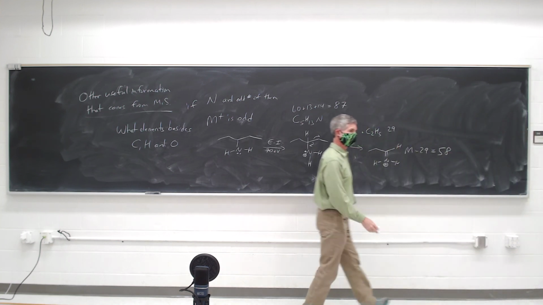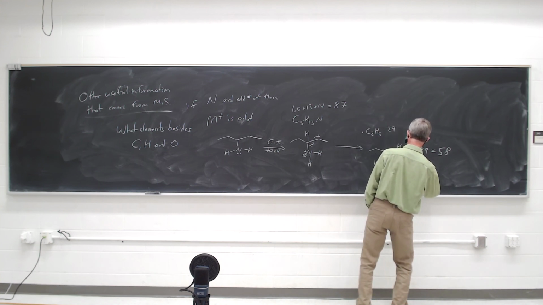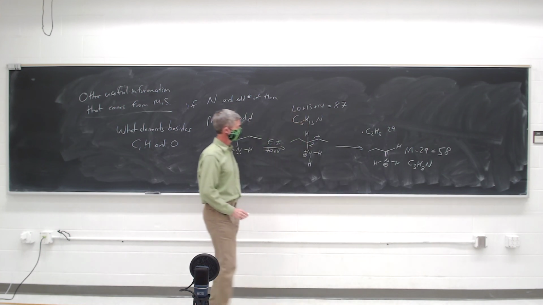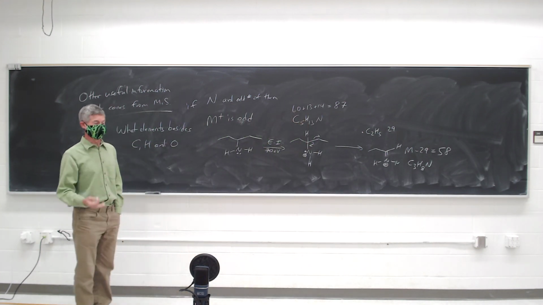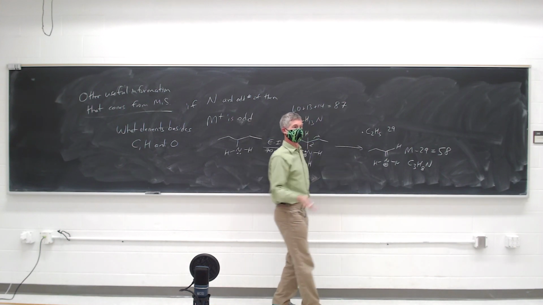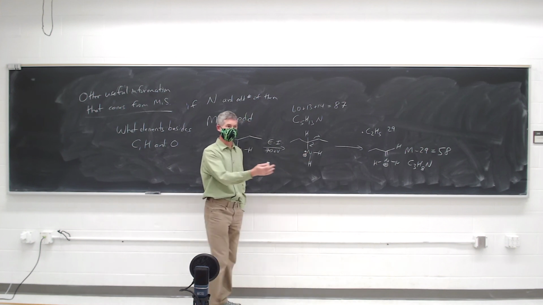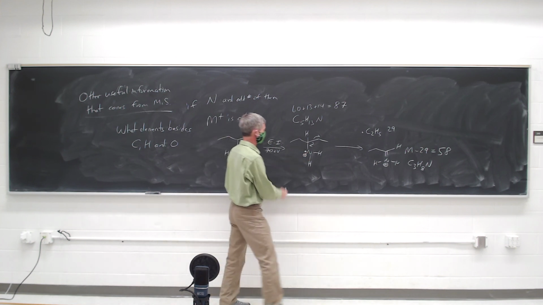Oh yeah, this is C3H8, and that's going to be 58, right? So the odd or evenness changes when you have nitrogen. You could also lose ammonia, right? Ammonia loss would be a rearrangement that you might expect this to be able to go through.